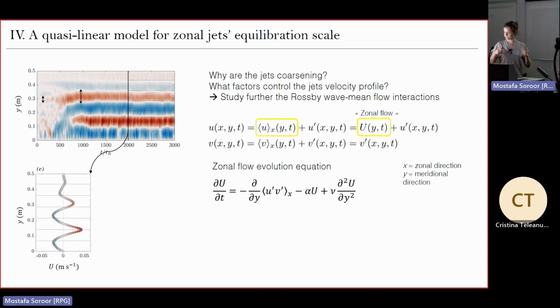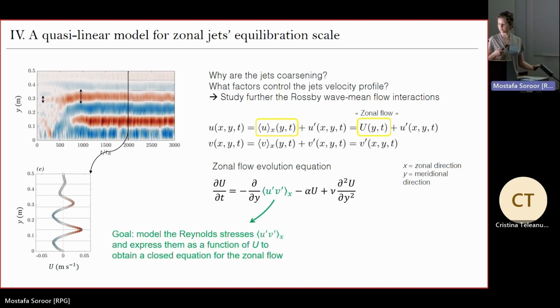So again, same idea. I start off with the Reynolds decomposition, again in Cartesian coordinates. U is the zonal flow, U prime, V prime are the wave components, and I can derive a zonal flow evolution equation. Again, the goal of this modeling is to derive an expression for the Reynolds stresses due to the waves and express these Reynolds stresses as a function of U so that this equation is closed and I can just integrate it through time.